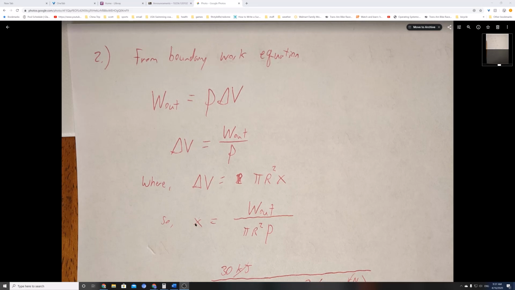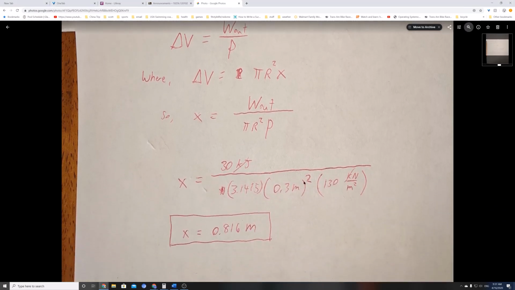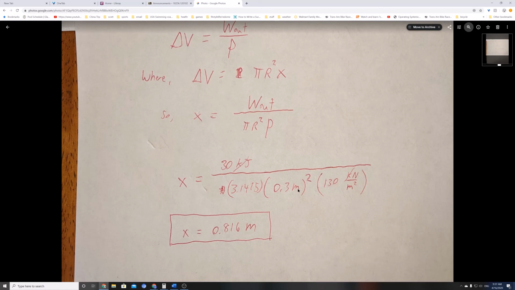So now I have the displacement is work out divided by pi times my radius squared times the pressure. Substitute in for those values and make sure you convert the radius, which is half of the diameter, over to meters, because this is defined in meters, right? So this would cancel out, this would cancel out.